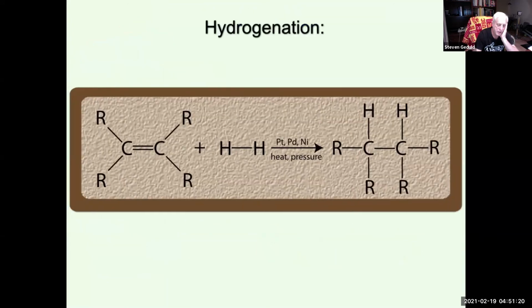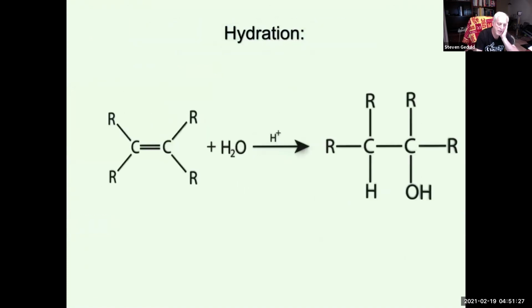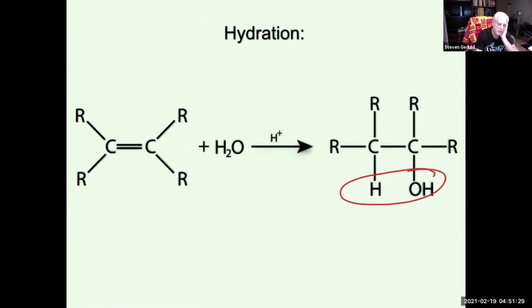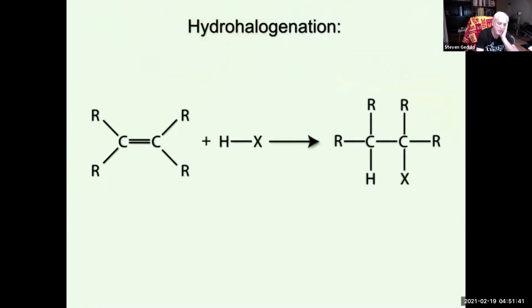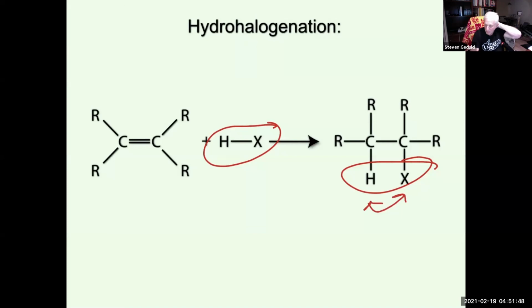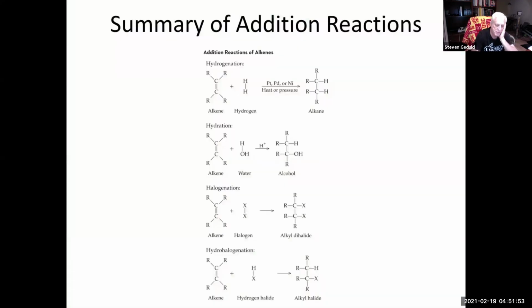Okay, so hydrogenation, we add hydrogen to where the double bond was. Hydration, we add water across. And it could switch sides too. Halogenation, we're adding a halogen like chlorine or bromine across it. Hydrohalogenation, we're adding hydrogen with a halogen across the double bond. Again, you can switch sides with that. And you got to remember Markovnikov's rule, hydrogen likes hydrogen, to get a major minor product.